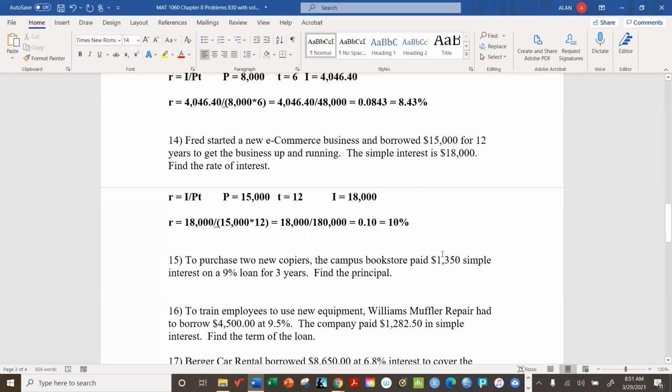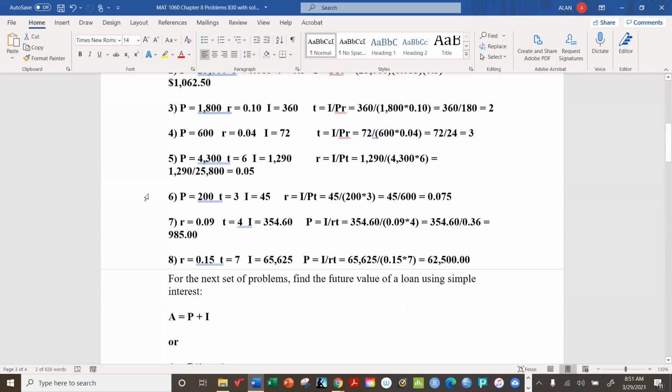Now here, again, this is a simple interest problem. It's a simple interest setting. They're asking us to find the principal. So let me just go grab that formula real fast.